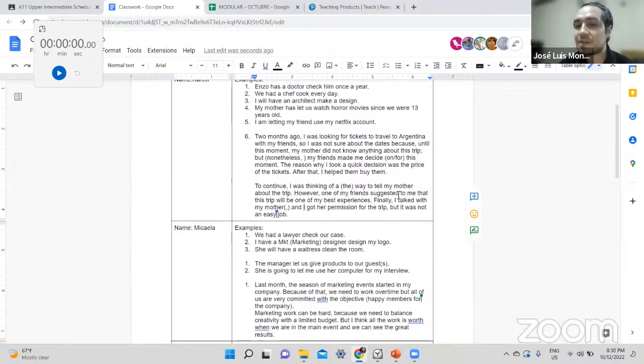It's the same tense, but as you're using the subject one more time, you can use the comma to avoid confusion. And I got her permission for the trip, but it was not an easy job. So good. Those are my only details. I think everything else, mainly the connectors that you're using, Karen, are working very, very good. Just those observations and recommendations.